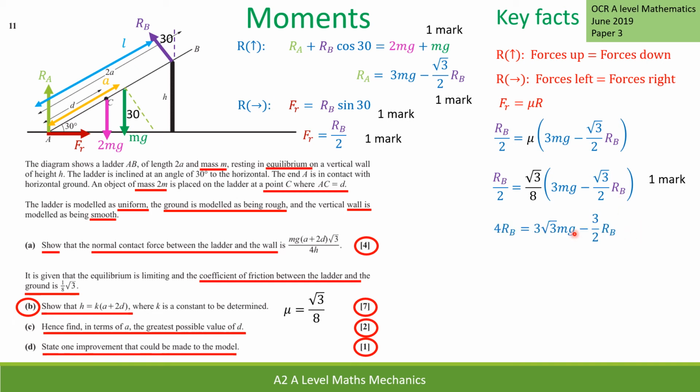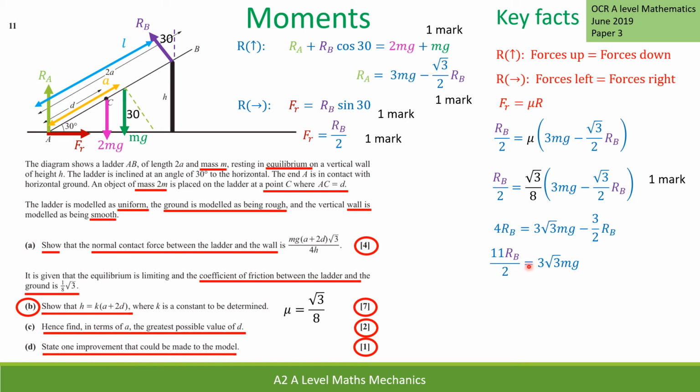I'm now going to combine these two RB terms. So I've got 4RB, and then I'm going to get rid of this minus 3/2 RB, which is the same as minus 1.5 RB. So I'm going to add 1.5 or add 3/2 RB to both sides, which is going to give me 5.5, which is the same as 11/2 lots of RB, and that's going to equal 3√3 times mg.